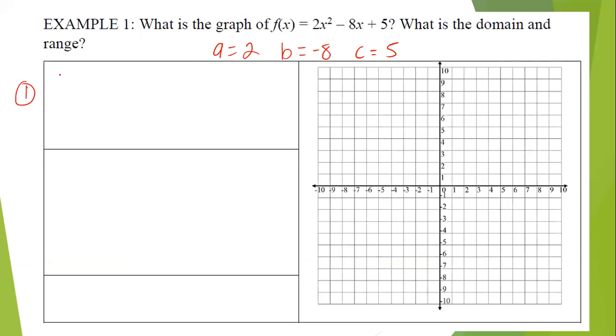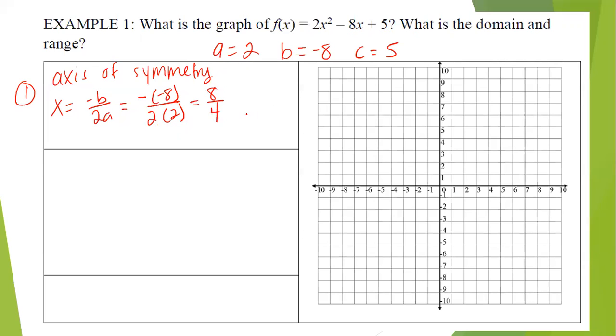The first step is to find the axis of symmetry. Our axis of symmetry is x equals -b divided by 2 times a. I know what those values are, so I'm going to substitute them in. So negative, instead of b, it's -8. Instead of just a, it is 2. A negative times a negative is a positive. 2 times 2 is 4. And 8 divided by 4 equals 2. So my axis of symmetry is at x equals 2. How do we feel?